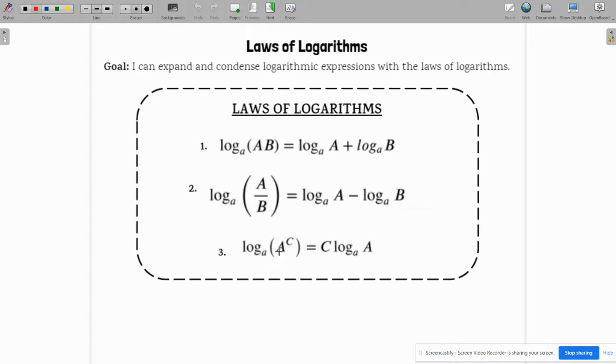Lastly, log base a of a power, A to the c power: what you do here is you take the exponent of that power and you multiply it out in front of the logarithm. So this is equal to c times the log base a of capital A.